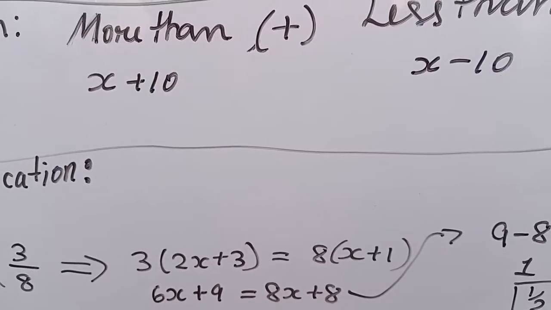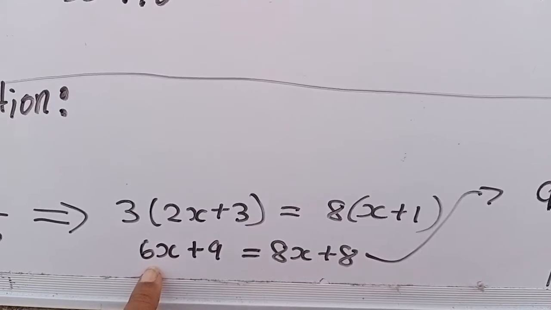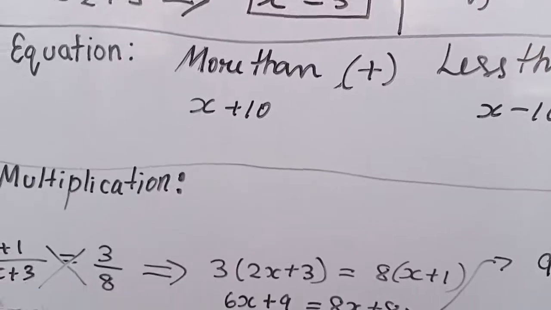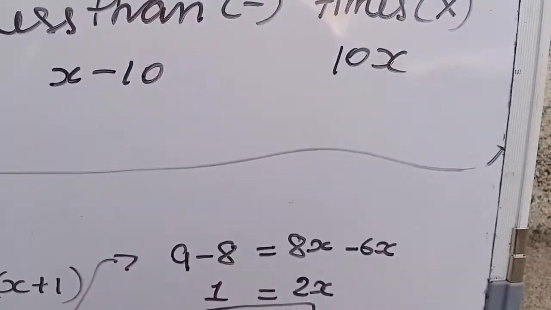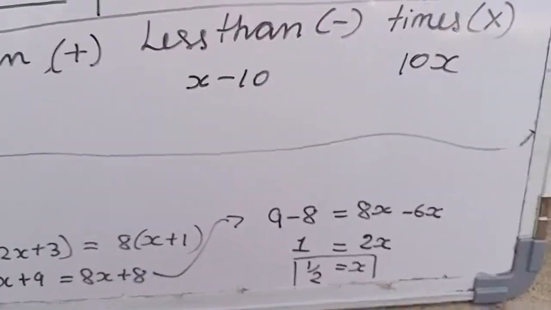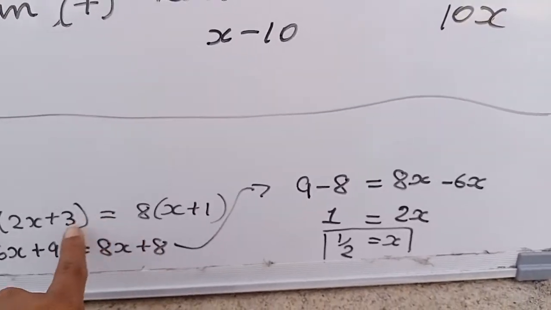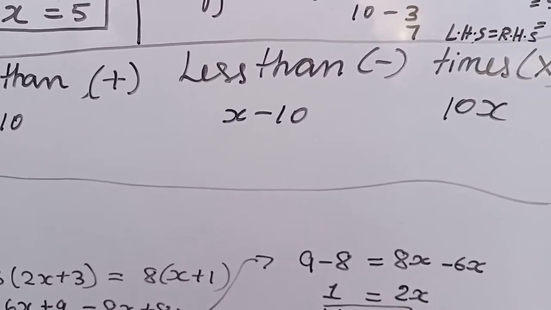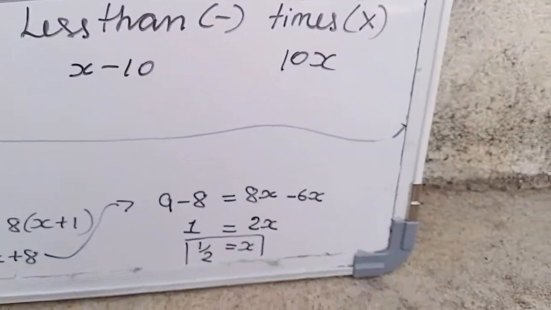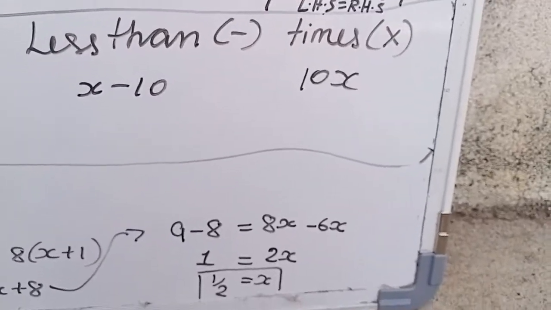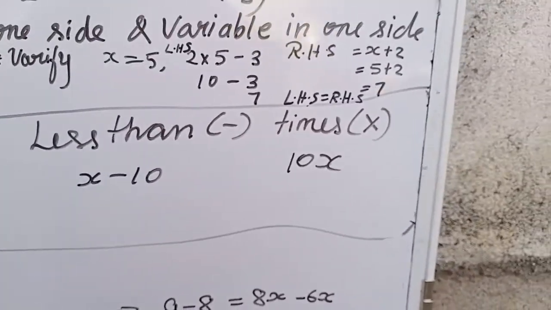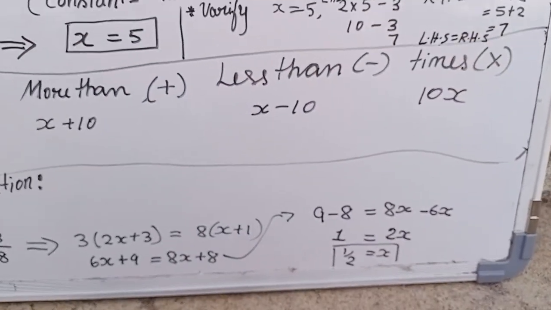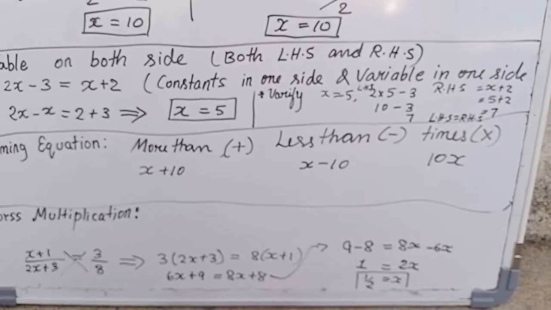So we will be getting 6x plus 9 equals 8x plus 8. Now both the sides have the variable. What can we do? We have to separate them. So I separate the constants. Now 9 is on this side, so I brought 8 to this side, the left side. So 9 minus 8. Then 6x I shifted to that side, and it has become minus. So 9 minus 8 is 1. 8x minus 6x will be 2x. So x is equal to half. We have got the value x is equal to half.